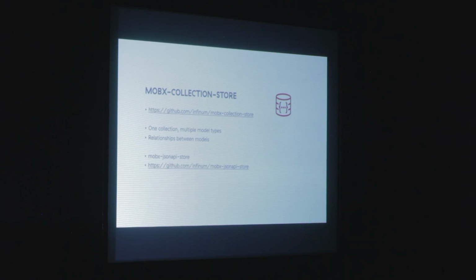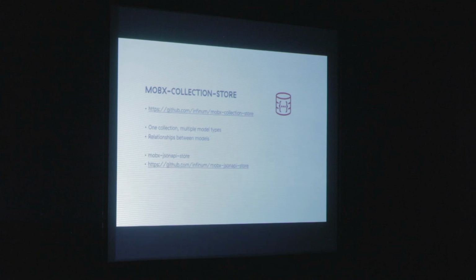Since we started using MobX quite early, there was a really small ecosystem. So we actually created two libraries for our own needs, but we open sourced them. One is the collection store, which is a more generic library. It has a collection which can have multiple models. It supports relationships and a lot of different stuff. And another library we built on top of it is JSON API store, which has some JSON API specific stuff. It supports pagination, fetching the data, updating the data. And at this point, it's pretty much completely compatible with the JSON API spec. And we are using this in production now.